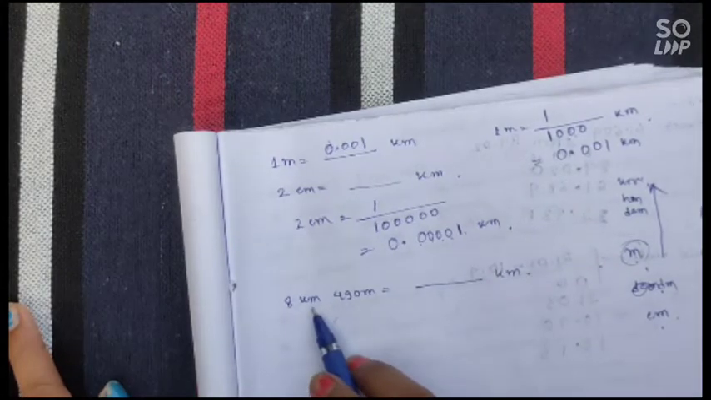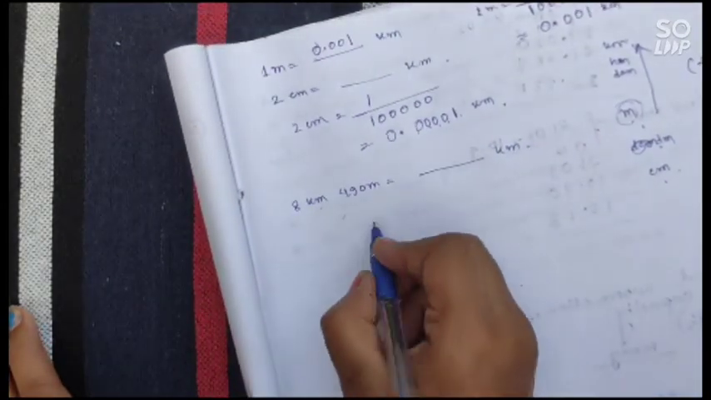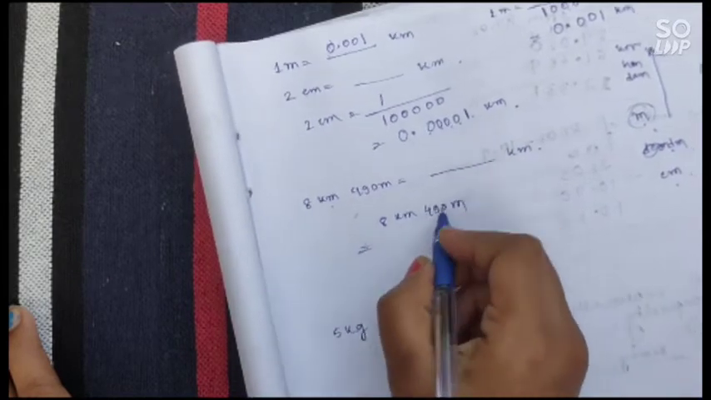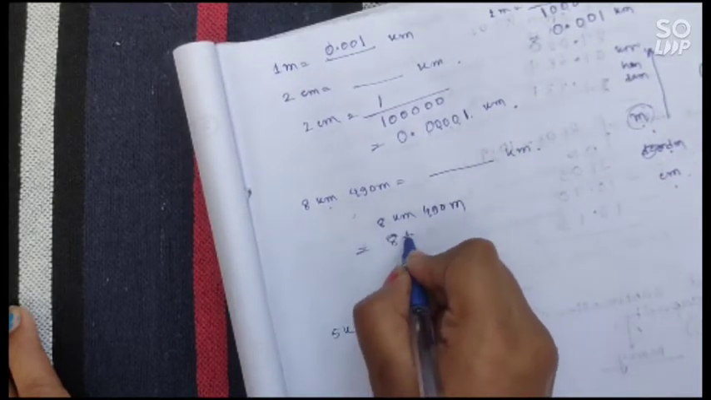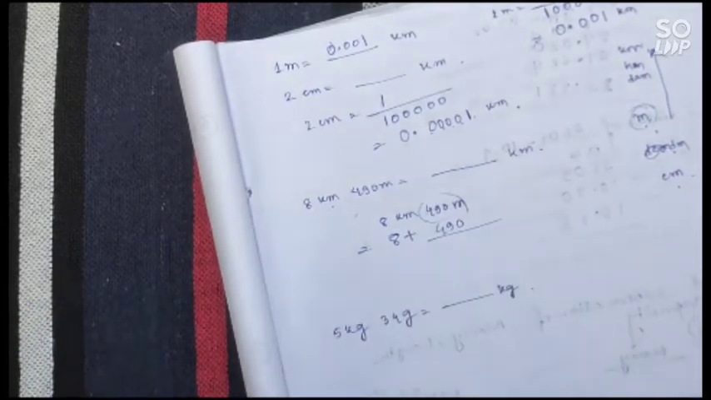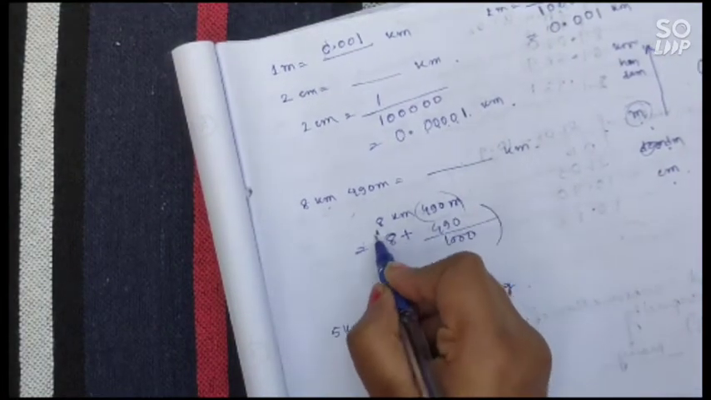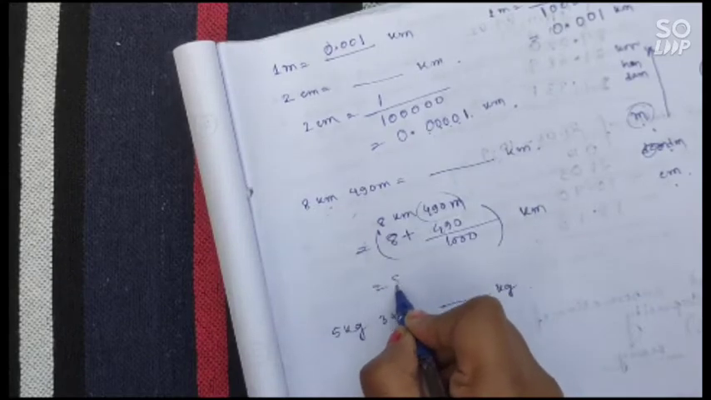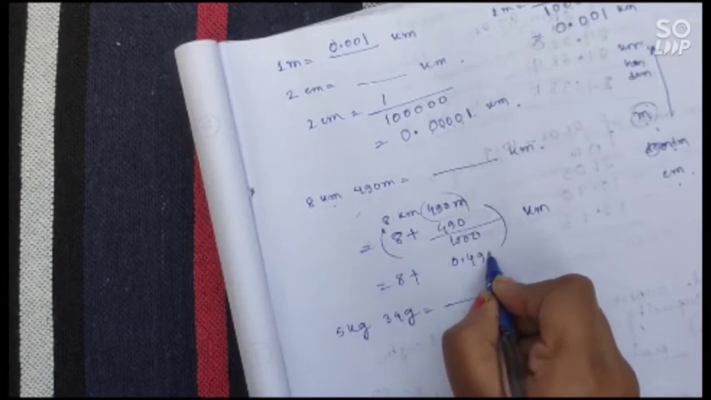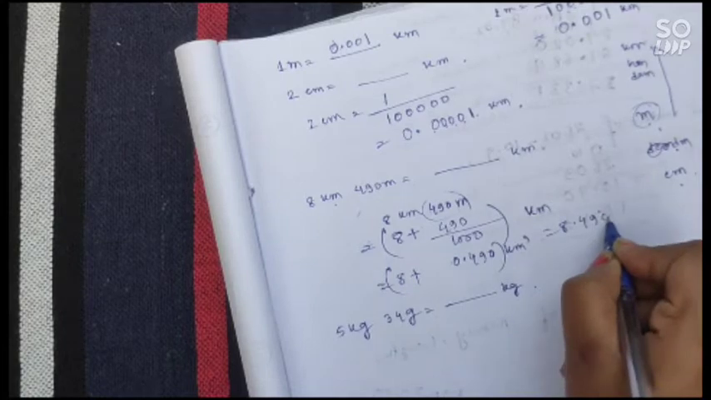Next one, 8 kilometer 490 meter equal to how much kilometer? There is 8 kilometer. First of all, you have to convert the meters into kilometer. So how can you convert meter into kilometer? You have to divide by 1000. So this will be 0.490 kilometer. So this will be 8.490 kilometer.